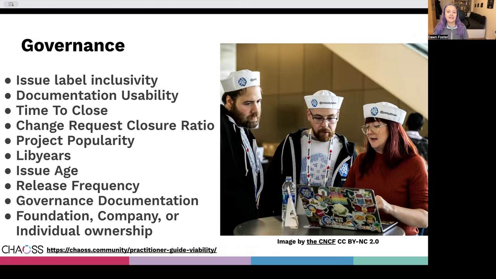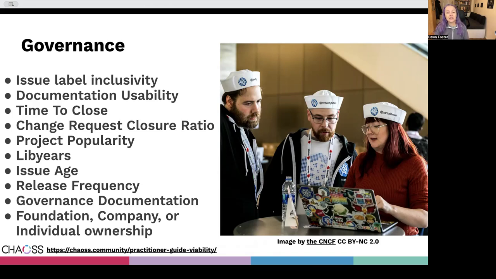This category is designed to look at several areas to see if the project is well governed and that the maintainers and other project leaders are taking good care of the project. These metrics look at things like issue inclusivity, which looks at whether issues are well labeled to make it easier for people to find something to work on. Responsiveness metrics like time to close, change request closure ratio, and issue age determine if maintainers are keeping up with contributions and responding to them in a timely manner. Lib years and release frequency indicate whether maintainers are keeping dependencies up to date and making sure that the updates and fixes land in a release in a timely fashion.